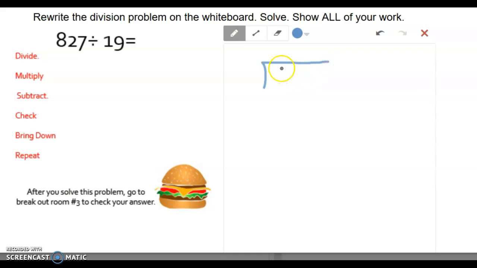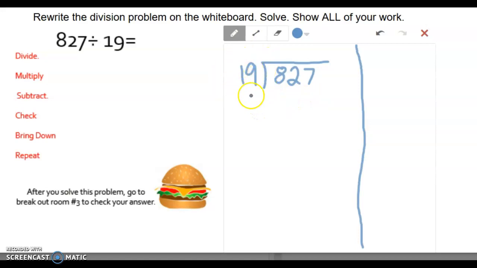All right, there's our division house. We're going to make 827. This is our dividend. And our divisor is 19. Okay. I'm also going to set this up, and I'm going to kind of make my nice not straight line. There we go. Set this up so that I can do some of my trial and error over here to help me solve this problem.